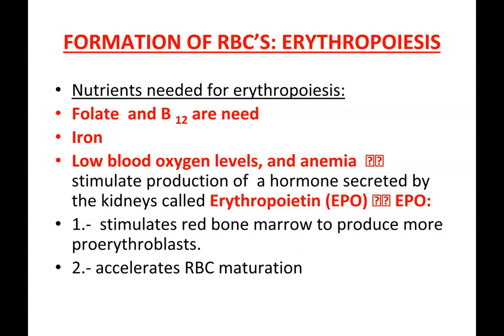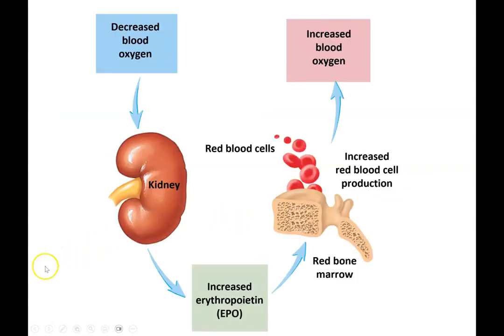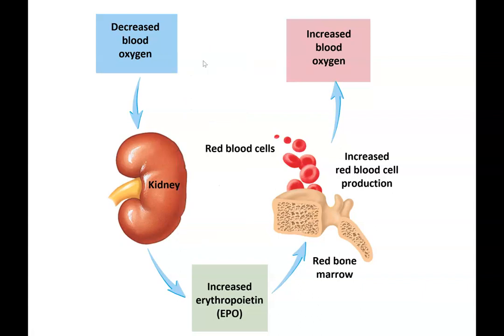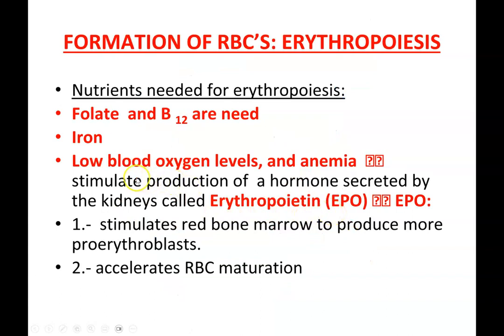Low blood oxygen levels in the environment and anemia will lead to a slowdown in erythropoiesis. When that happens, a hormone called erythropoietin comes into play. So erythropoietin, or EPO, is a hormone secreted by the kidneys under low oxygen environments or under anemic conditions. Erythropoietin, or EPO, has two functions. It stimulates the production of proerythroblasts by red bone marrow, and it accelerates red blood cell maturation.